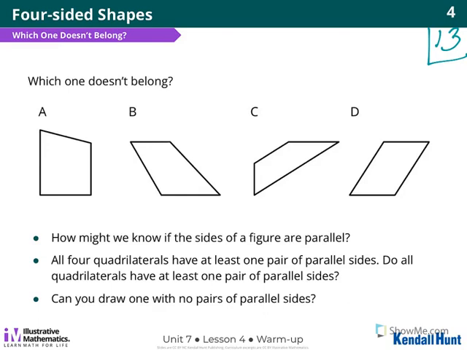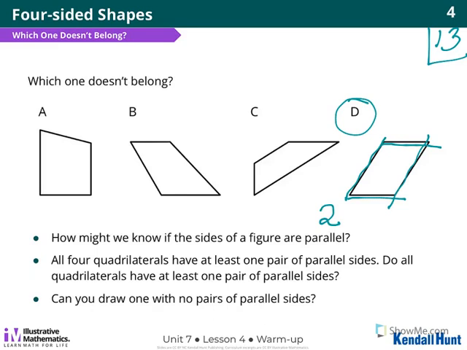Madeline: D, because it's the only one with all of the sides will never meet. So we have a set of parallel lines, and then we have another set. So D has two sets of parallel lines. Is that what you guys all got?